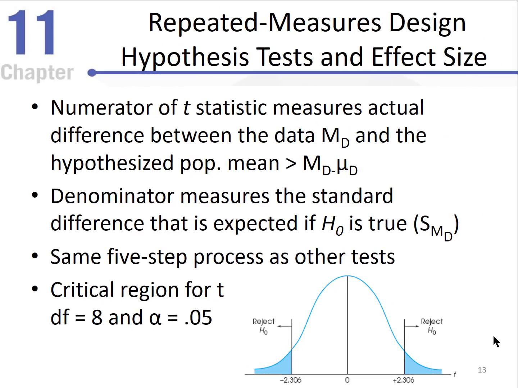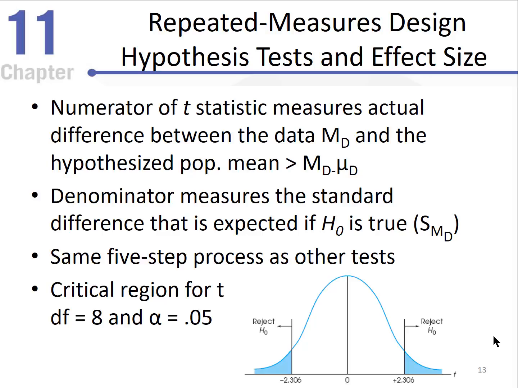For the repeated measure design hypothesis test, the numerator of the t-statistic measures the actual differences between the data, so the mean difference and the hypothesized population mean. The denominator measures the standard difference that is expected if the null hypothesis is true, so that's the estimated standard error of the mean difference.